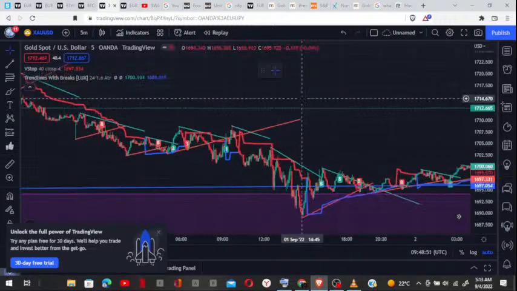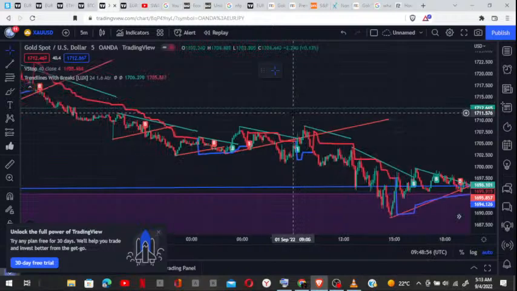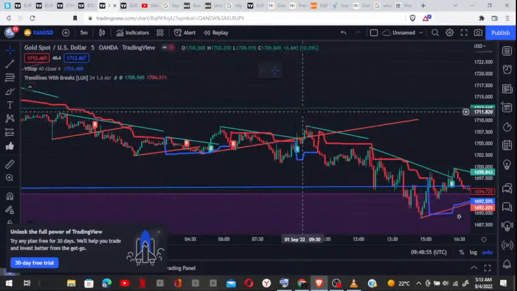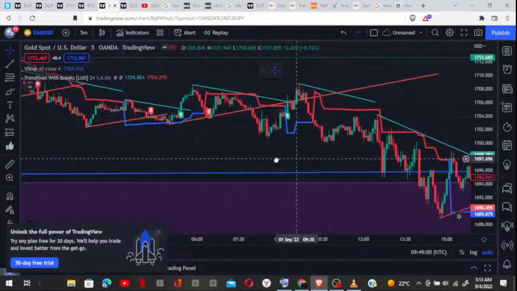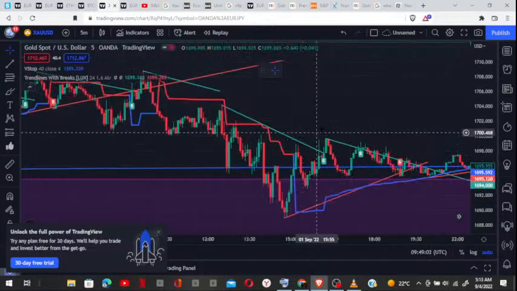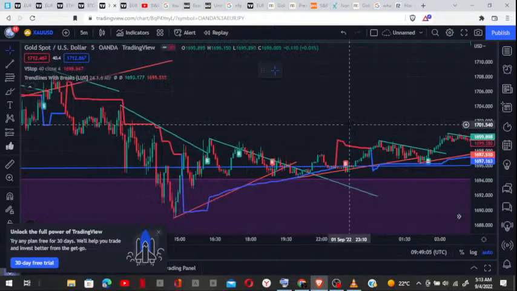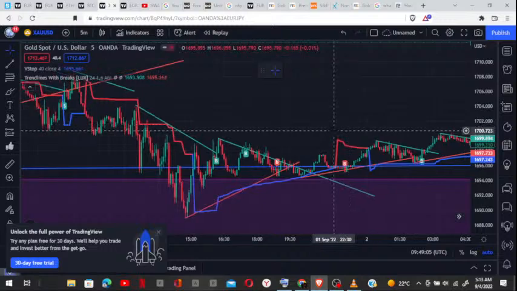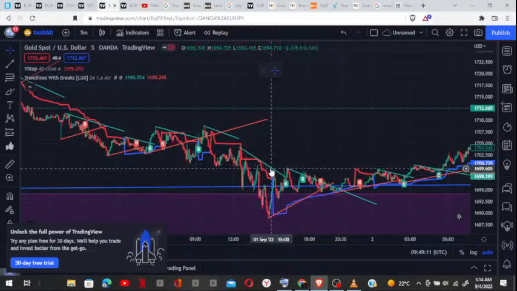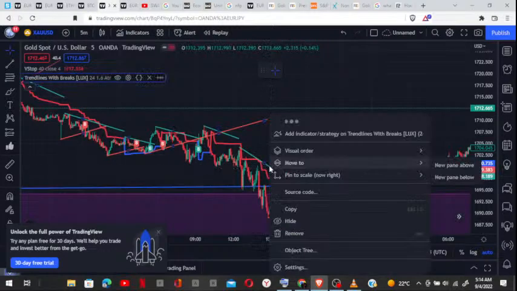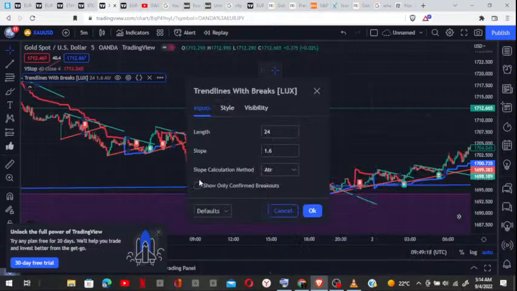So let me just give you an overview. And then these ones, these are breakouts. They also have breakouts, and I'll show you how you can use this one to detect breakouts only. Remember, there is a setting for that, but for me I'm not going to change that because, so, show only confirmed breakouts. So you can click on that. Let me just do it.